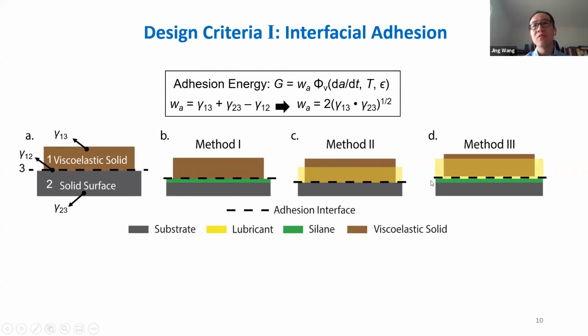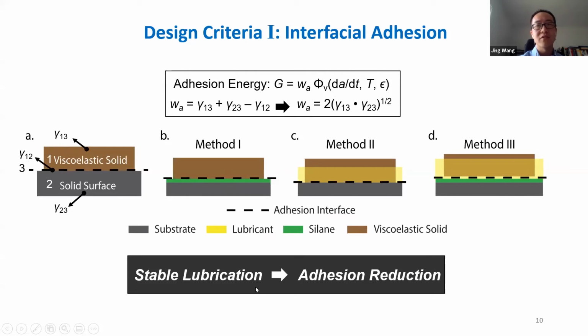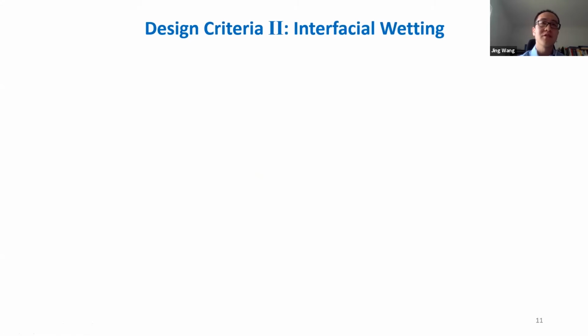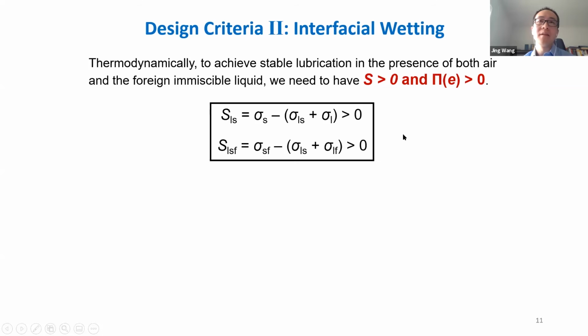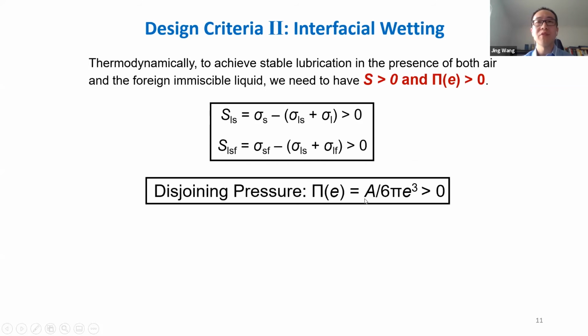So here we propose to stabilize the lubrication layer. In this way, we can reduce both gamma 2,3 and gamma 1,3. And so this adhesion problem becomes a cohesion problem in the lubricant itself. So we want to have stable lubrication to further reduce the work of adhesion. So how can we achieve a stable lubrication on a smooth surface? Thermodynamically, we need to have the spreading parameter larger than 0 and the disjoining pressure larger than 0. Basically, we need to have the spreading parameter under air and under a foreign liquid or foreign matter both larger than 0, and the disjoining pressure larger than 0.